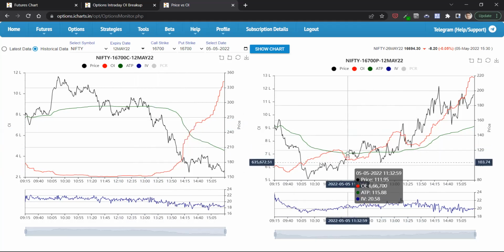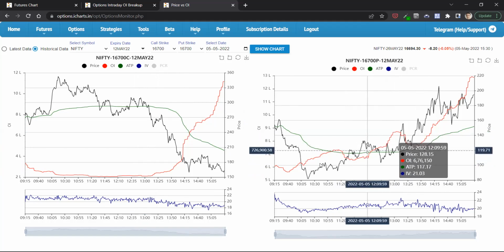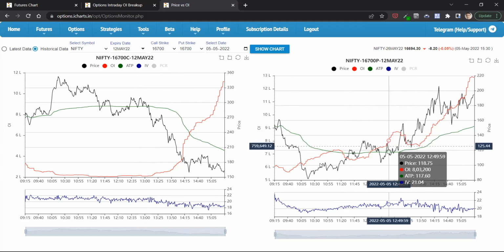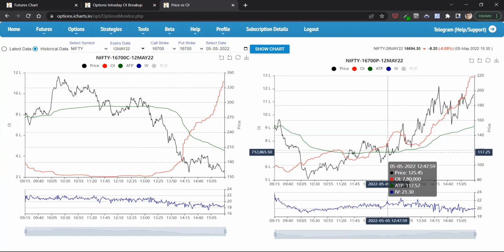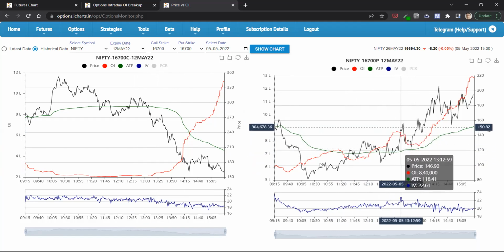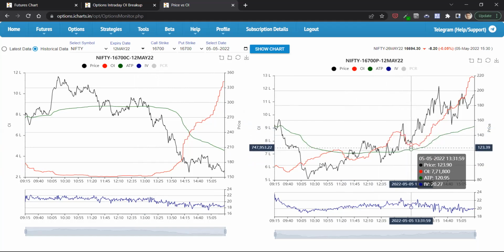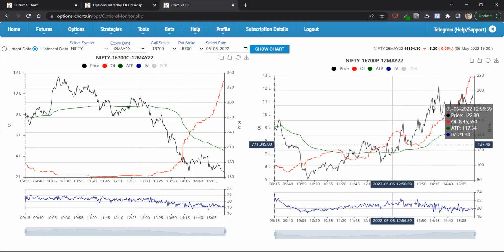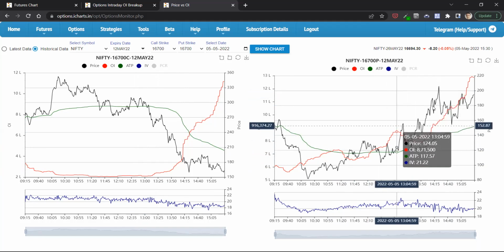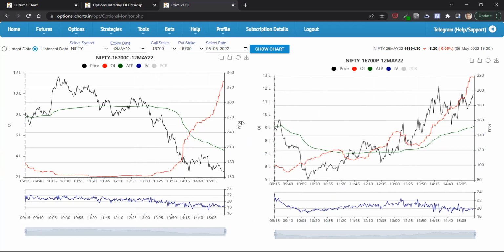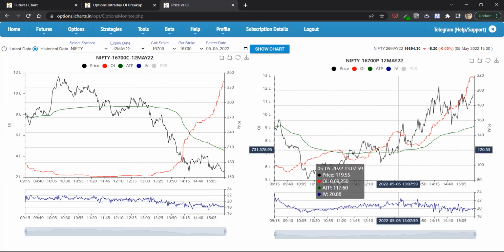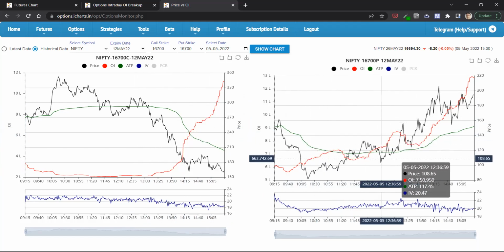Here, basically, lots of people are writing, and then here they have got trapped. Lots of writers have got trapped because the price suddenly shot up over here. So unwinding happened over here. Sudden unwinding again pushed the price up. This is the pattern over here. So this is about price versus OI. This is getting into a little bit more precise analysis. Buying requires precise analysis, so you could use this.